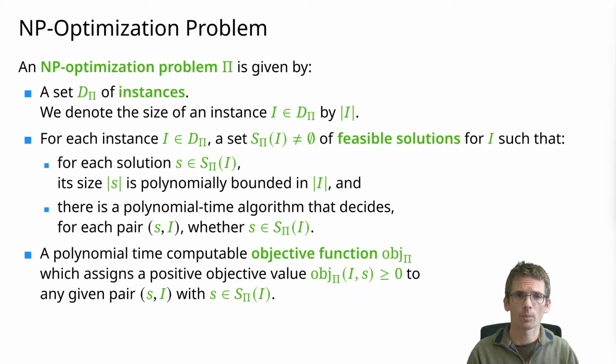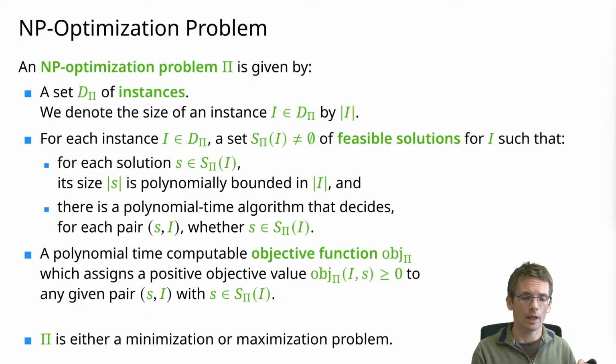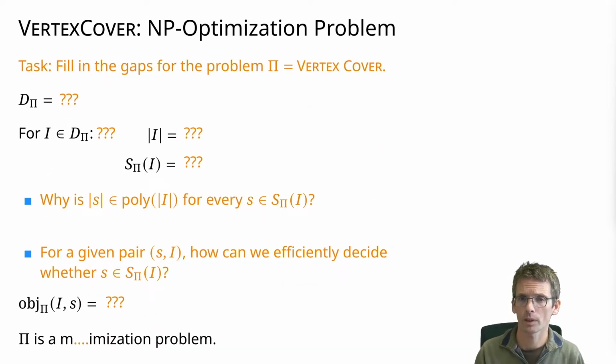So we also want to have an objective function, which for any solution to an instance gives me a non-negative value, and we want to be able to also compute this in polynomial time. And we're going to look at either minimization or maximization. So let's look at this by the example of vertex cover.